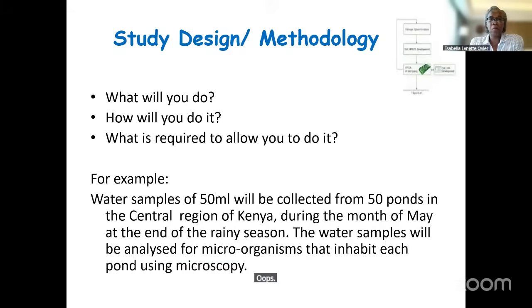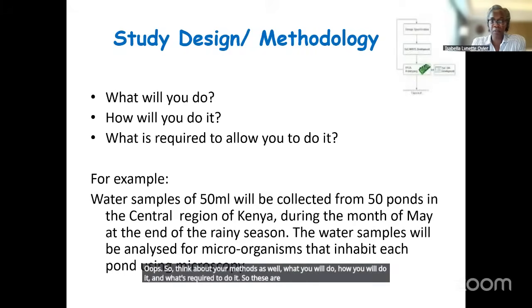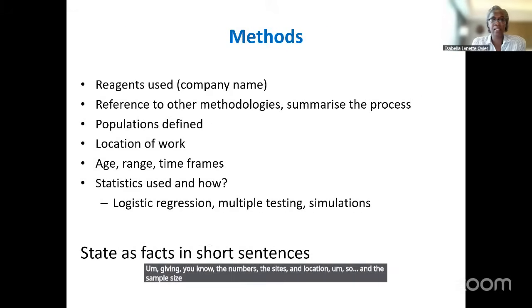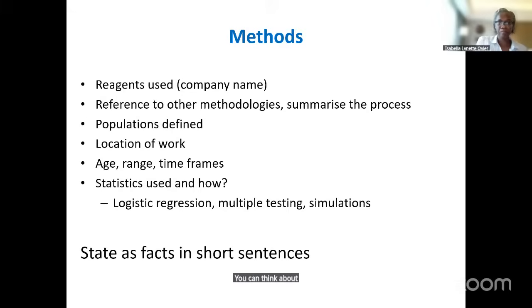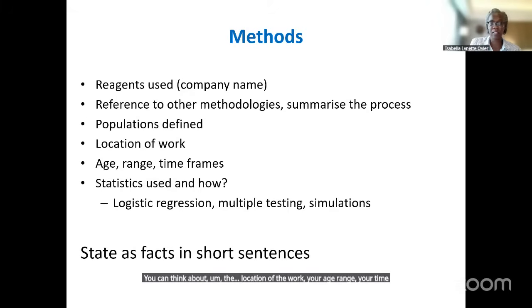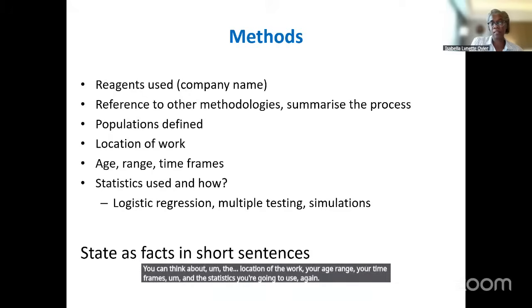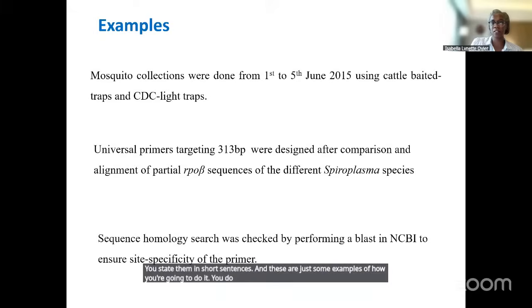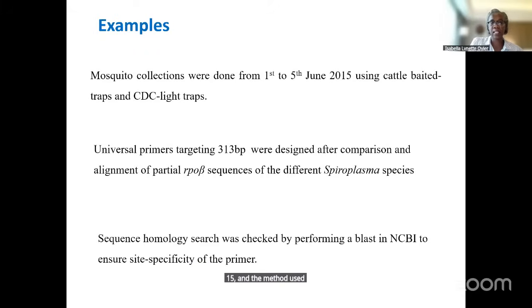So think about your methods as well, what you will do, how you will do it, and what's required to do it. So these are just examples in the text, giving the numbers, the sites and location, and the sample size so people understand. You can think about the location of the work, your age range, your time frames, and the statistics you're going to use. Again, you state them in short sentences. And these are just some examples of how you're going to do it. You do collections between the 1st and 15th of June 2015, and the method used was the CDC light traps.